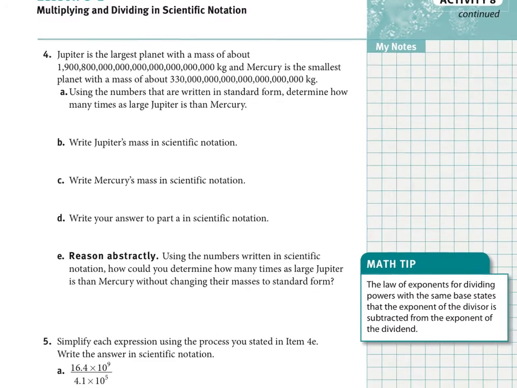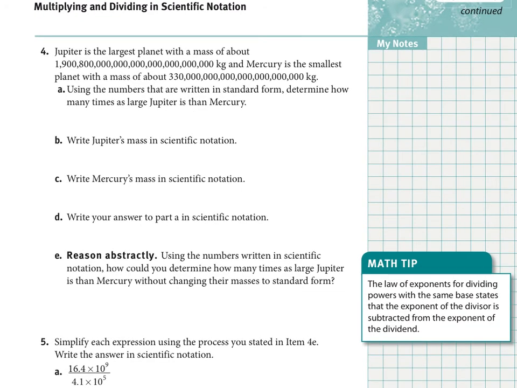Are kind of cool. So Jupiter is the largest planet with the mass of that gigantic number. And Mercury is the smallest planet, with a mass of a pretty big number itself, but clearly not as big, not as many zeros as Jupiter. Okay, so using the numbers that are written in standard form, determine how many times as large Jupiter is than Mercury. So I'm going to see, can I even fit this in my calculator?